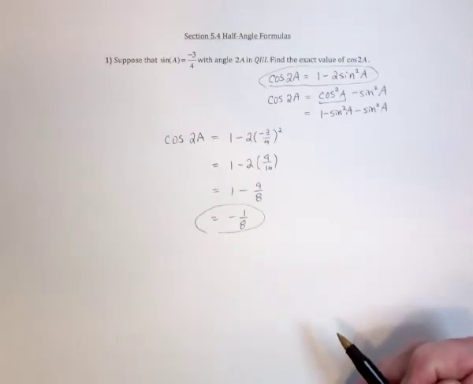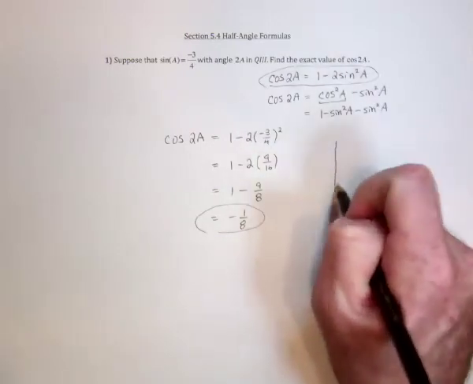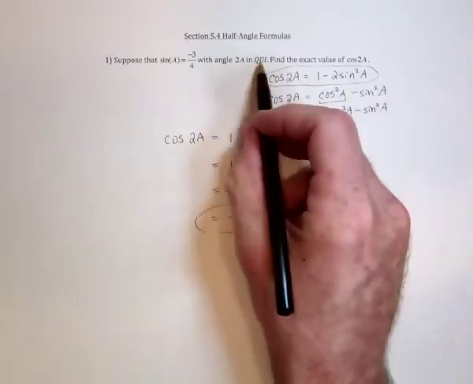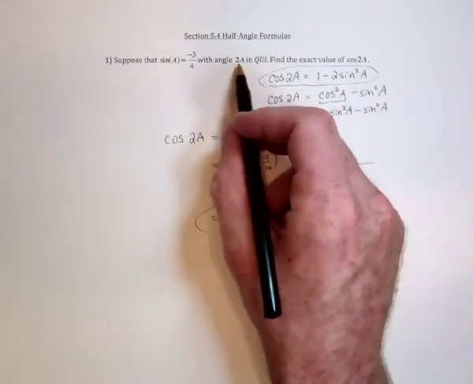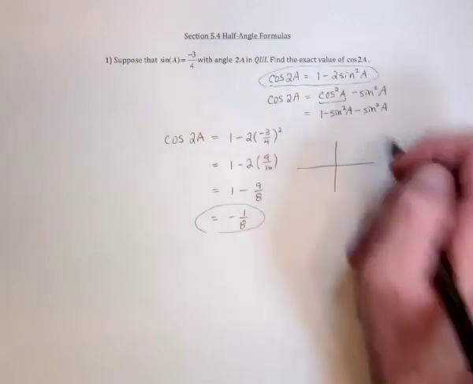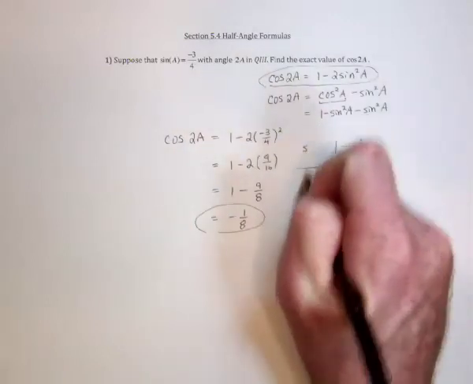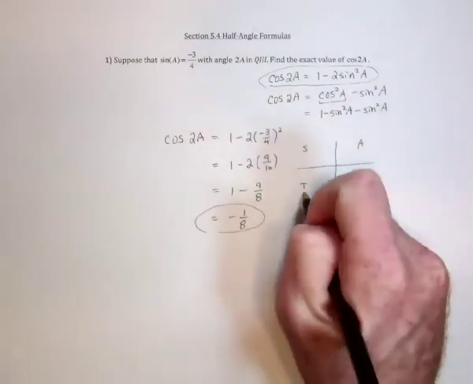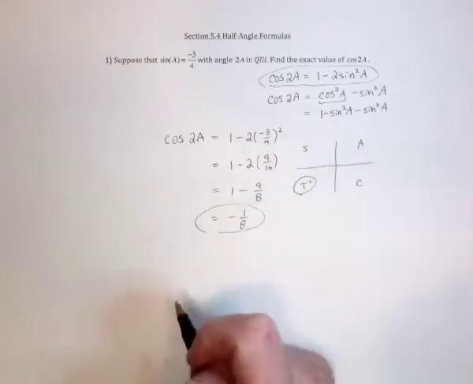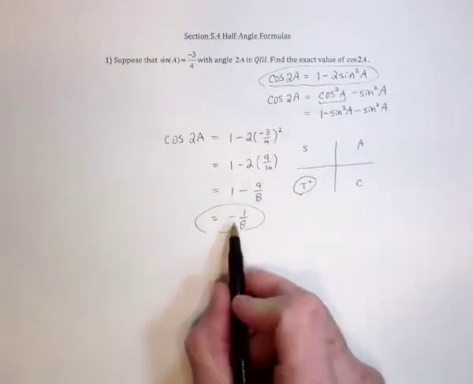There's a couple of things we can do to check. One is, this says that the angle 2a is in quadrant 3. So if you use a smart trig class, then tangent is positive, but cosine would be negative. So that negative sign is right.